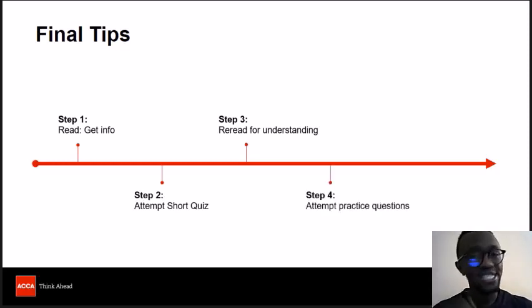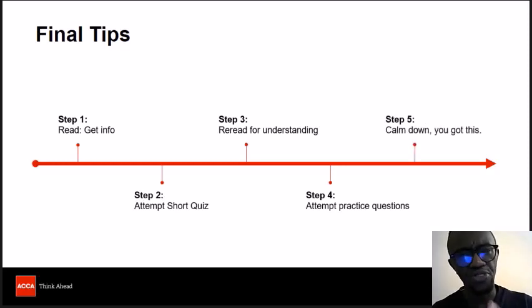And then from there, attempt the practice questions. These ones are longer. These ones are normally worth 10 marks or so. This will give you a better appreciation of how you would encounter them in the exam. And then calm down. You got this.